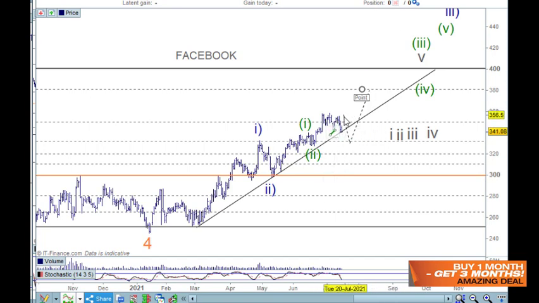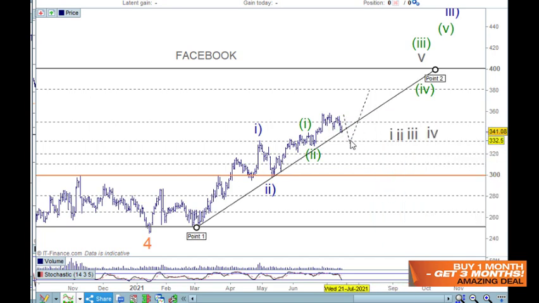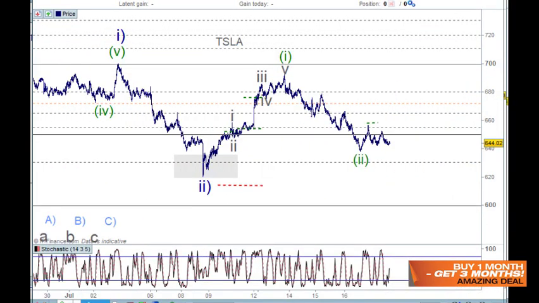Of course, the long trade would be above this top here, but we're not going to be there just yet. So we just have to wait for this to sink in lower at this point. And that brings us to Tesla as well.